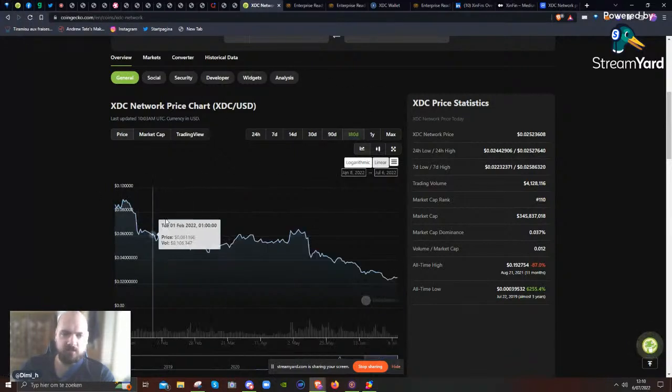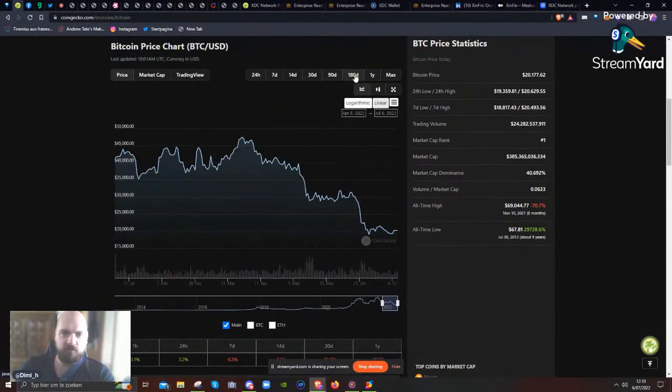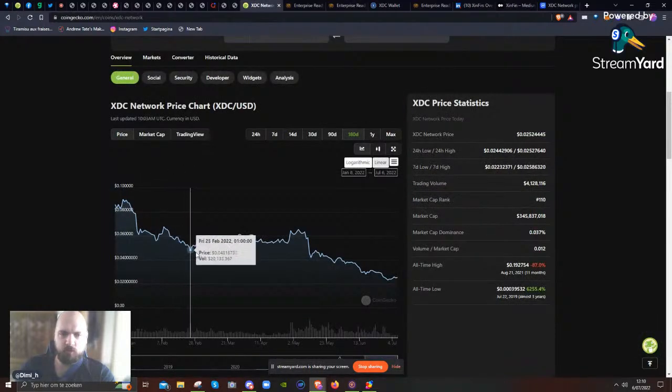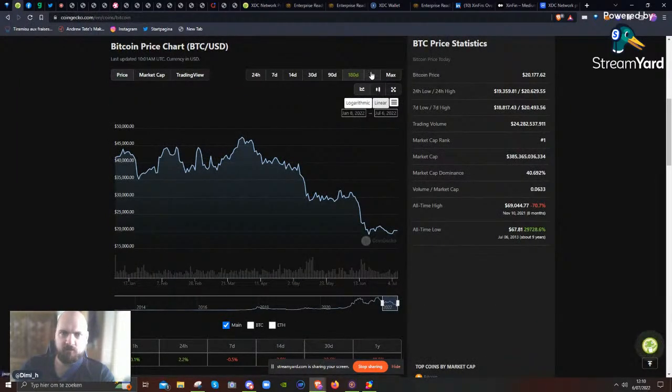180 days, something akin to that. Should be visible here. Much more volatility going on. This one is more streamlined. So from what I can tell, it's following market trends. That seems to be different.